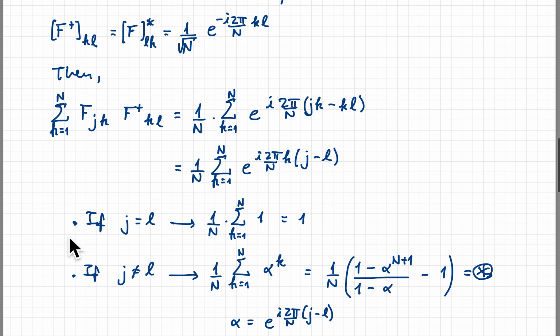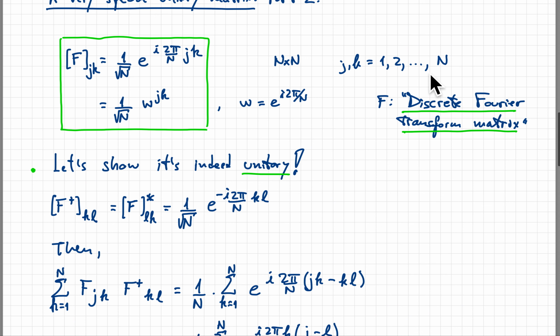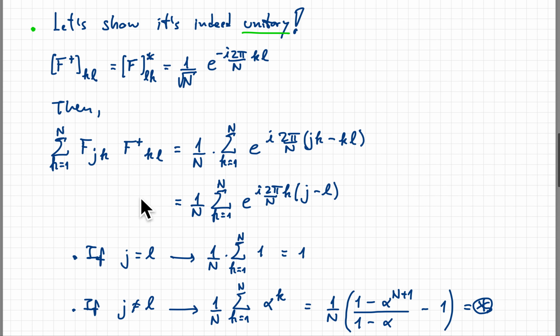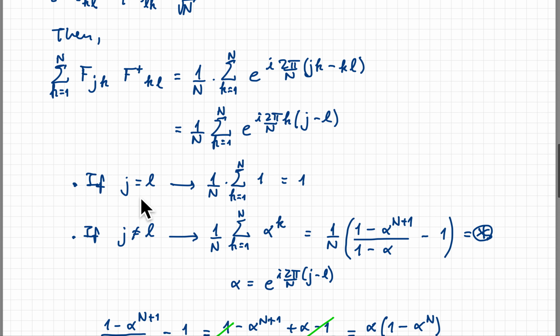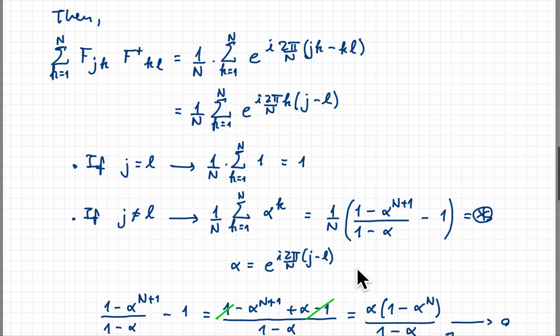We can assume that they are between 1 and n, as mentioned here, both of them, and that would be enough for our proof. Either case, we get 1 over n up front, and then (1 minus alpha) to the power n plus 1 divided by 1 minus alpha, minus 1. Where did I get this from?